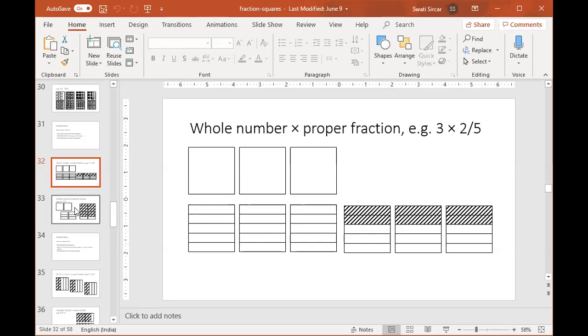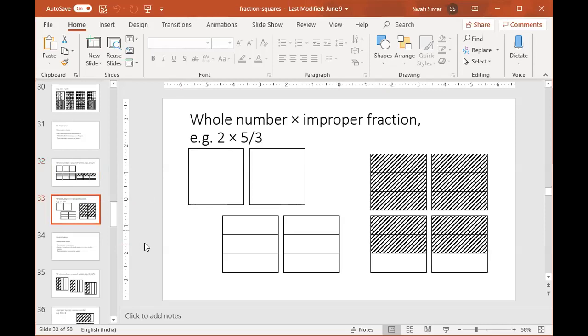Here is another one. If you multiply with an improper fraction, so 2 times 5 by 3, you start with 2, split them into thirds, and you need 5 of these, so that's where you get 5 of each. Again you observe that you have a total of 2 times 5 pieces, and so that's the numerator. And 3 of these pieces make a whole, so 3 is in the denominator.